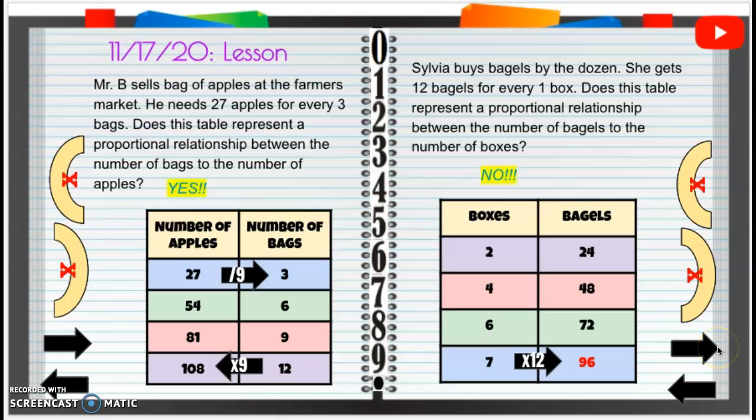And that's all how we are looking at our table. So that's all for our lesson. Great job.